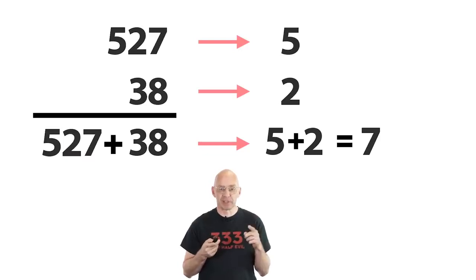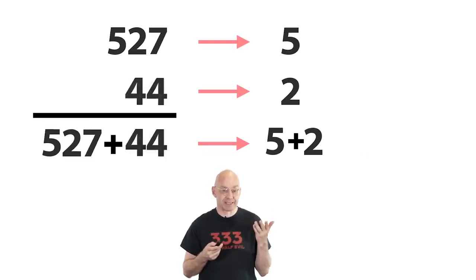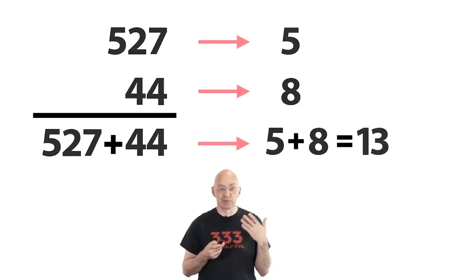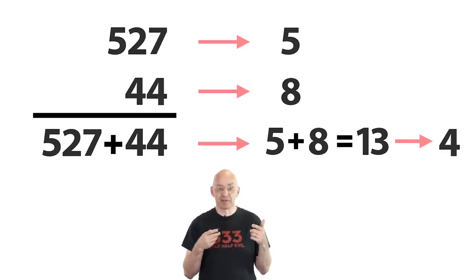Well, mostly, but sometimes we have to deal with a little hiccup. For example, if you replace 38 by 44, going up by 6, the 2 on the right becomes an 8. And 5 plus 8 is 13, which is greater than 9, and so not one of the possible remainders on division by 9. But that's easily fixed. What's the remainder of 13 when you divide by 9? Well, 4, of course. This means that the remainder of 527 plus 44 on division by 9 is 4. Clear? Again, this is the sum shortcut. If you know the remainders of two numbers, the remainder of their sum is simply the sum of the remainders or the remainder of that remainder sum.